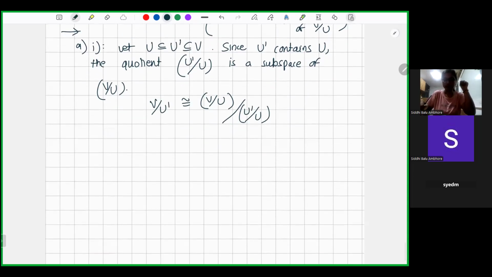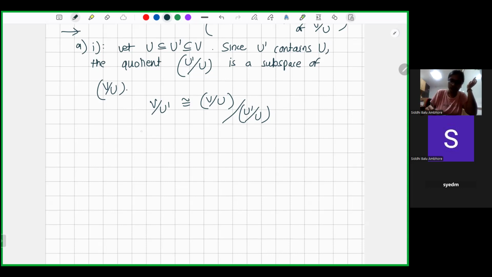This I hope you know. Okay, this is how we do it: we define a map, and then the kernel of that map becomes U dash quotient U. That's how we do it.